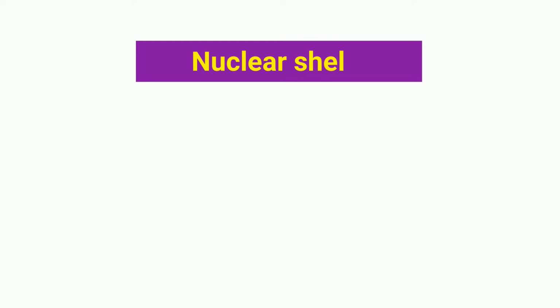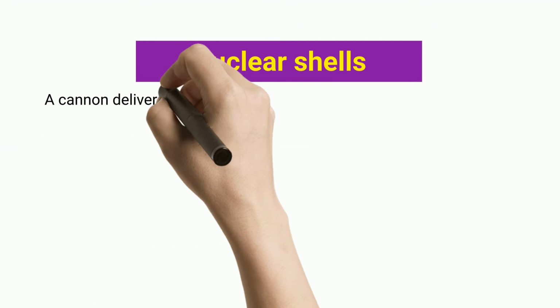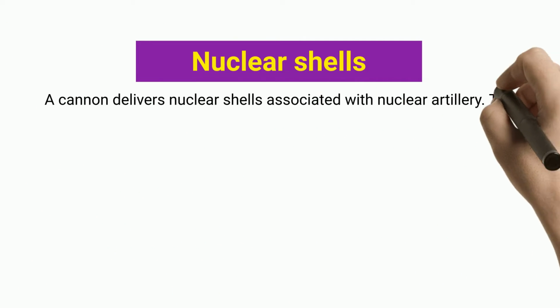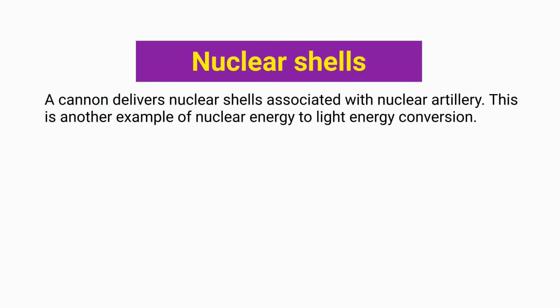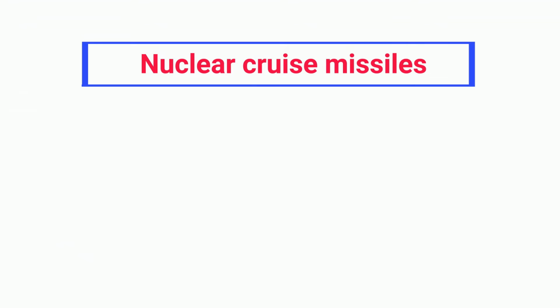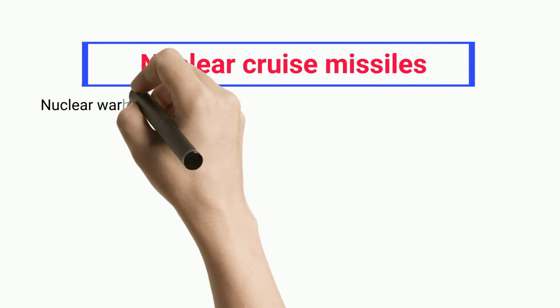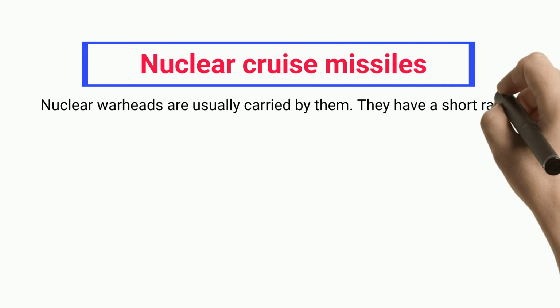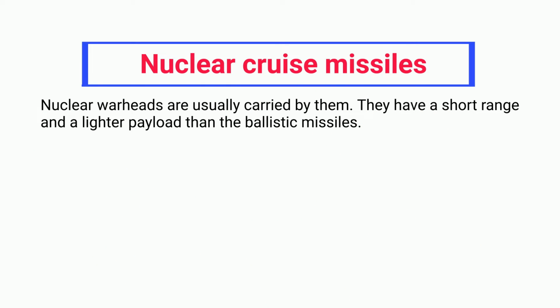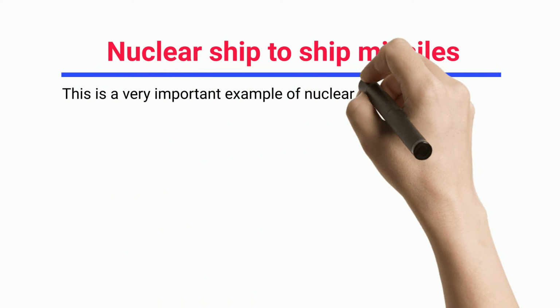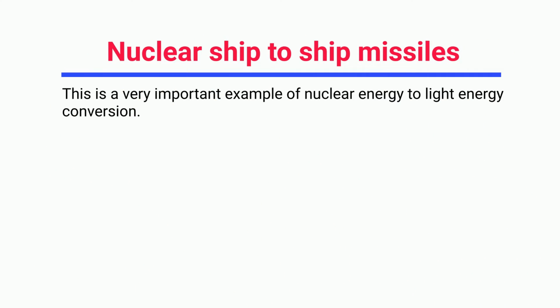Nuclear shells. A cannon delivers nuclear shells associated with nuclear artillery. This is another example of nuclear energy to light energy conversion. Nuclear cruise missiles. Nuclear warheads are usually carried by them. They have a short range and a lighter payload than the ballistic missiles. Nuclear ship-to-ship missiles. This is a very important example of nuclear energy to light energy conversion.